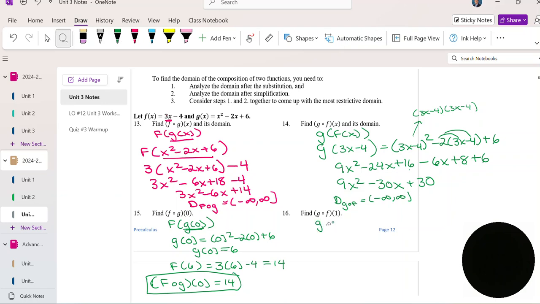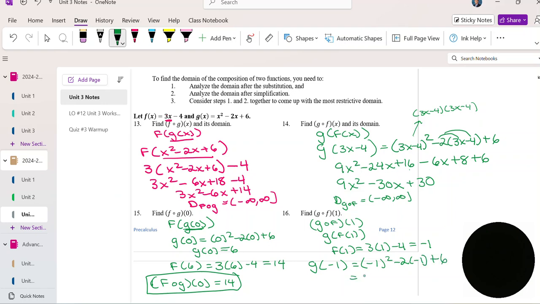So then g of f of 1, so that's the same as first finding f of 1, which is 3 times 1 minus 4, which is negative 1. And then we're going to take g of negative 1, which is negative 1 squared minus 2 times negative 1 plus 6. So it's 1 plus 2 plus 6, so it's equal to 9. So g of f of 1 is equal to 9.